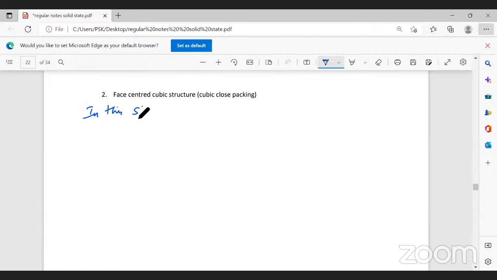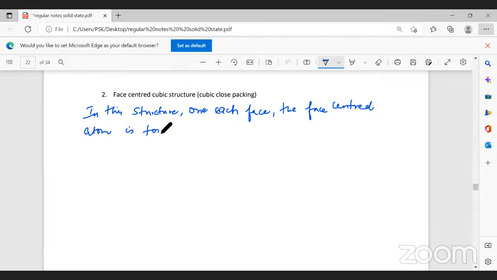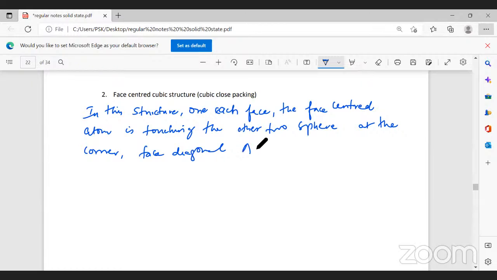In this structure, on each face, the face-centered atom is touching the other two spheres at the corners. The face diagonal, we will represent it as AC, and we will mark it as 4R. What is this 4R? You have to understand now. This 4R is important.